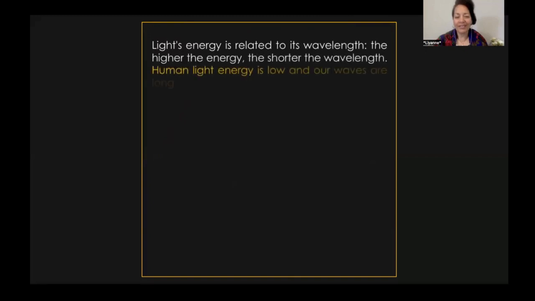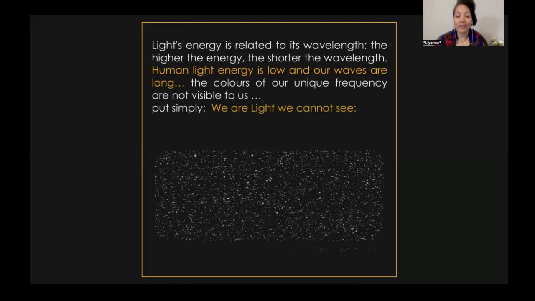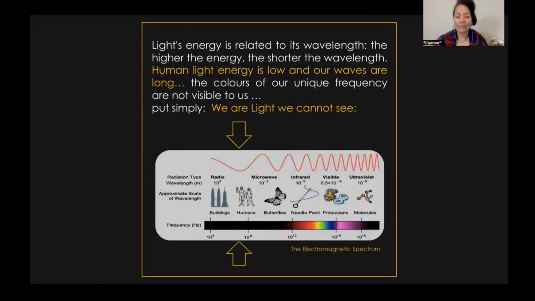We are light, and our energy is such that we can't see the light that we are. This is the electromagnetic spectrum, and you see where we are as humans on the spectrum is outside the visible part, which is as low as 0.0035% of the entire spectrum is visible. It's a very, very, very low amount.